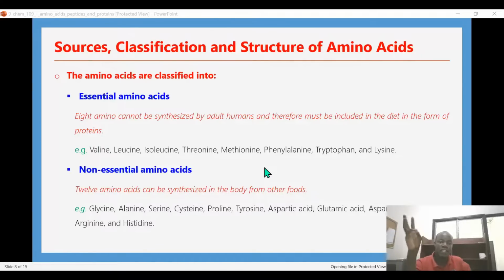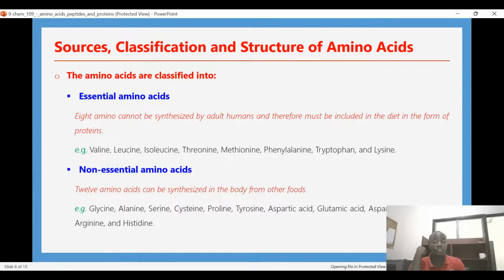So for the essential, we have valine, leucine, isoleucine, threonine, methionine, phenylalanine, tryptophan, and then finally lysine. While for the non-essential, we have glycine, alanine, serine, proline, tyrosine, aspartic acid, glutamic acid, asparagine, histidine, and aspartate. They are examples of non-essential amino acids, the ones that we can synthesize in our body.